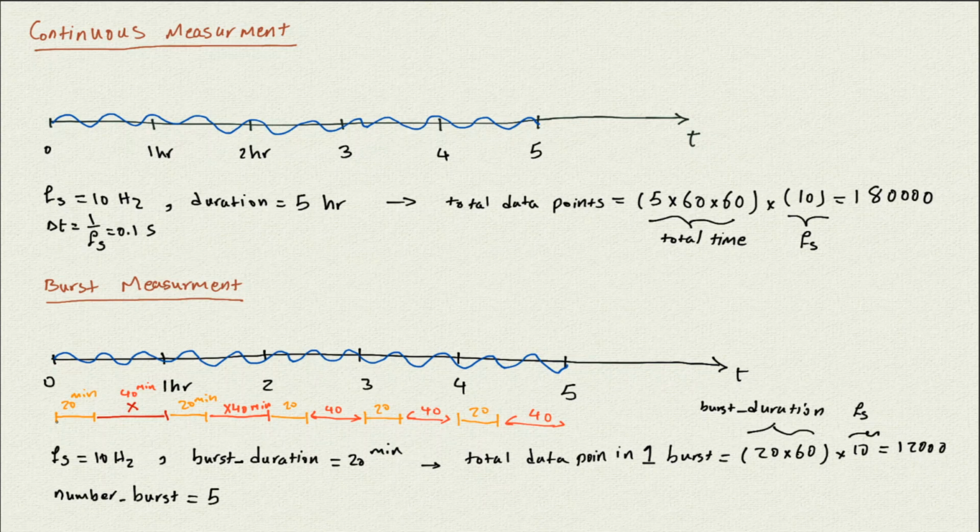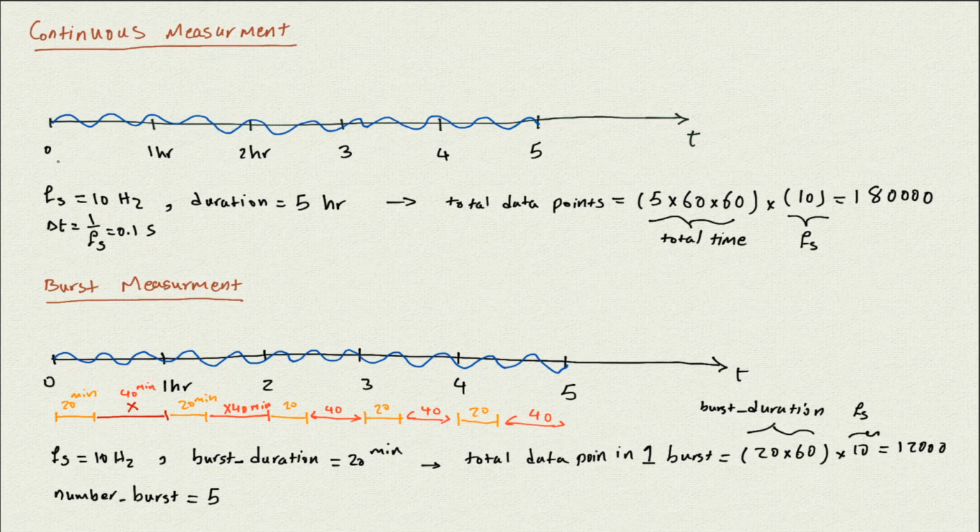When we analyze these 20 minutes, for example, assume we measure waves and we analyze these 20 minutes and come up with the wave height and wave period. Whatever we get from these 20 minutes, we will consider it for that entire hour. Whatever we get from the next burst, we consider for the second hour.